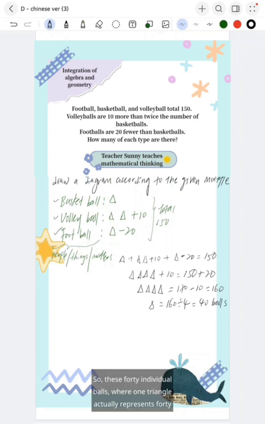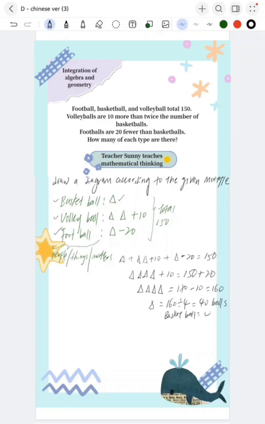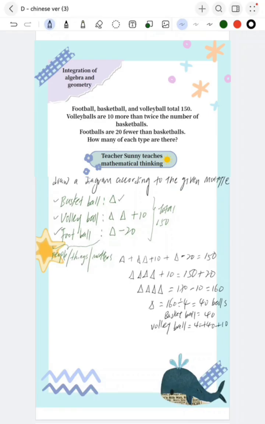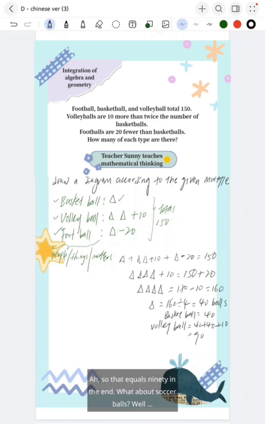So one triangle represents 40 balls, which corresponds to the total number of basketballs. Therefore, we can confidently conclude that there are 40 basketballs in total. As for volleyballs, we can also clearly observe that there are 2 triangles present. These 2 triangles represent 40 plus 40, and then there are 10 more to consider. So that equals 90 in the end.